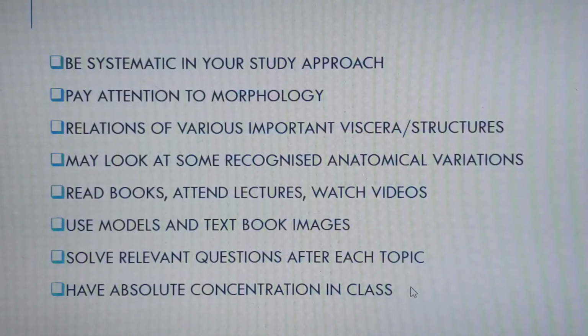Very important, you have to read books. Not only do you have to read lecture notes, read books. In fact, attend lectures very frequently, very important, and watch videos like these ones that I'm doing. When you want to learn these ones, you have to use models, look at textbook images, and of course go to the dissection hall to have a real feel of those structures. Importantly, for you to appreciate concepts, it's very important that you solve relevant questions that relate to the subject matter, and then importantly, pay absolute attention when you are in class.